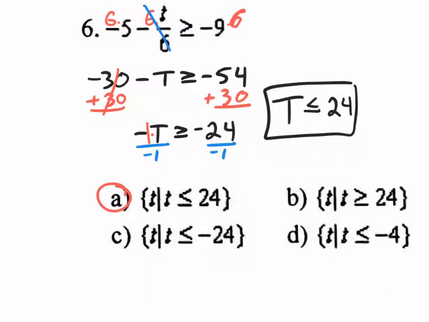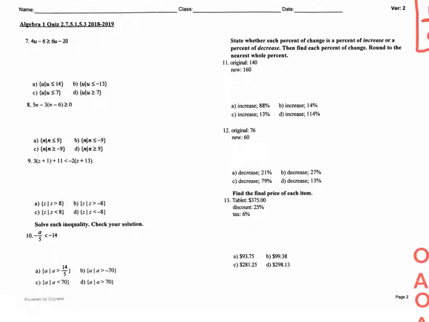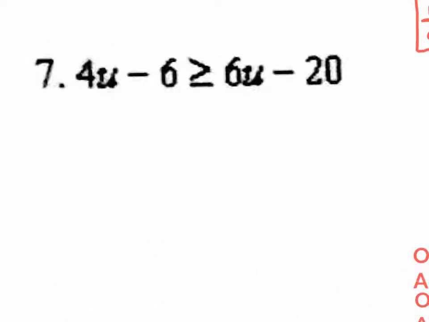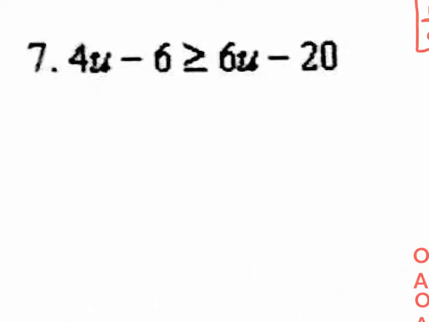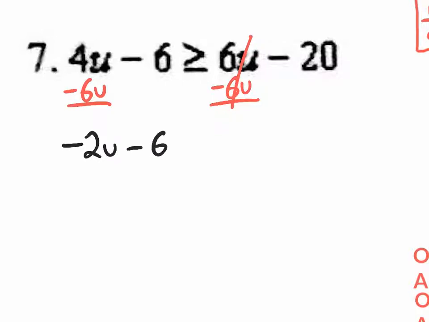Moving on to number 7. Number 7, again, we have another inequality. We have variables on both sides. Let's solve this thing. You can't distribute, can't combine like terms. Let's just get U by itself on one side. So I'm going to get the 6U to the other side by doing the opposite of positive 6U. I'm going to subtract 6U. And what I do to one side, I do to the other. 4 take away 6, that's negative 2. And of course, we're talking about U's here. Bring down the minus 6, bring down the inequality, negative 20.